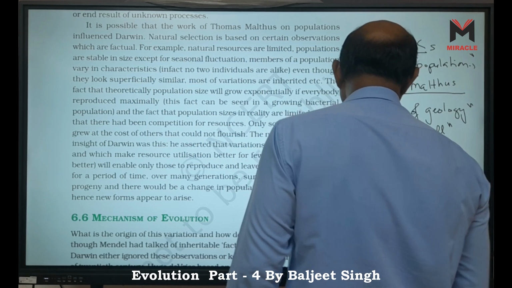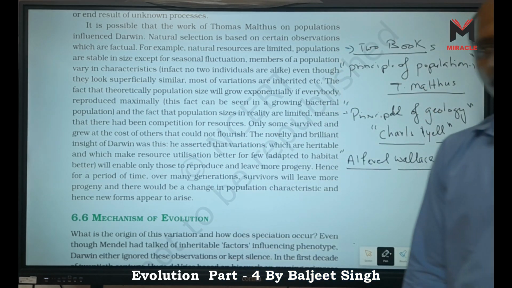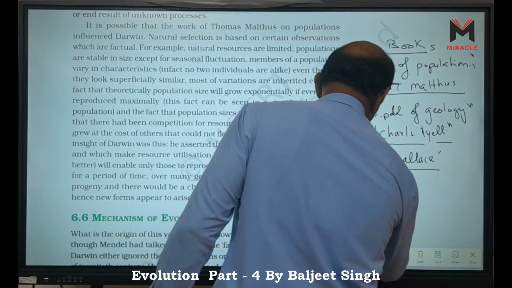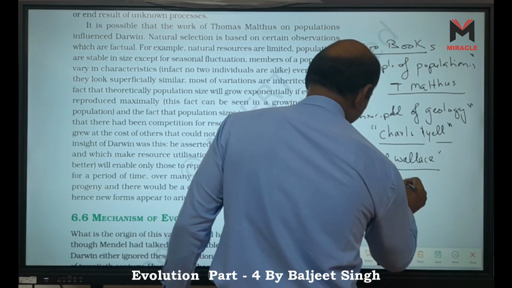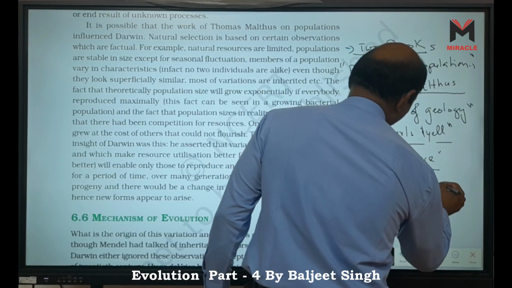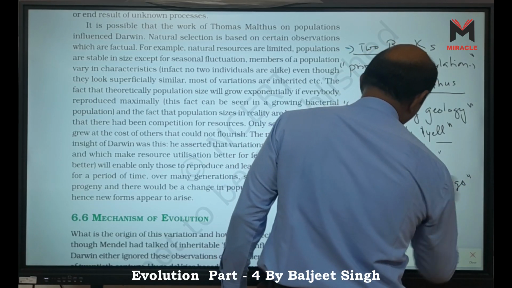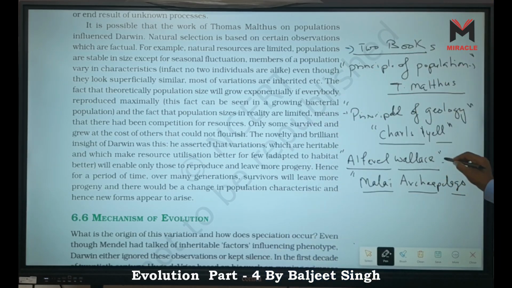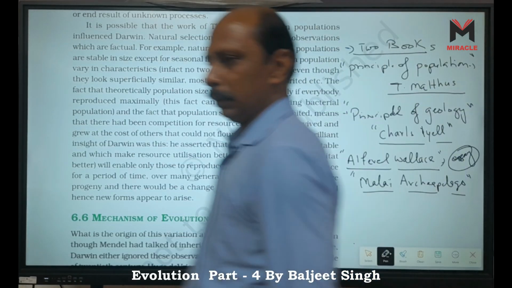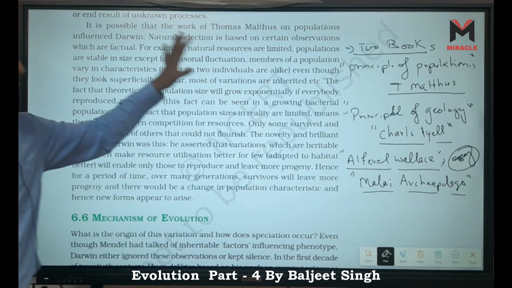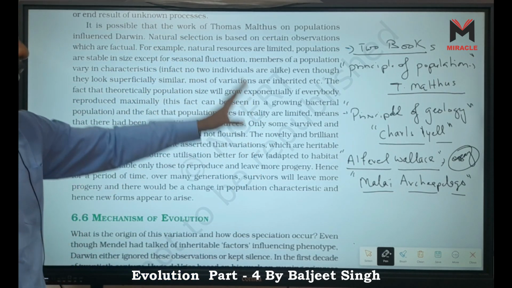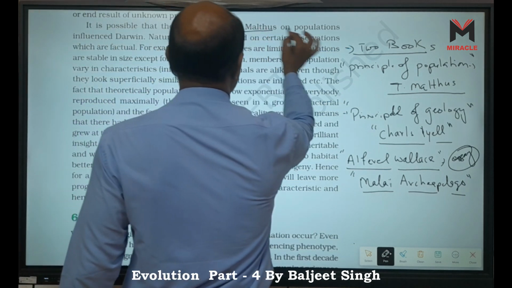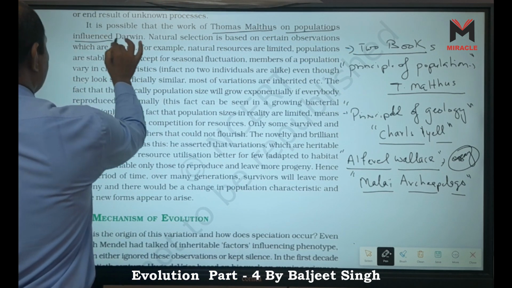Alfred Russel Wallace worked in the Malay Archipelago, which is a group of islands. He sent an essay from there. So these scientists influenced Darwin. First, Thomas Malthus, which is given here. Thomas Malthus's work on population influenced Darwin.